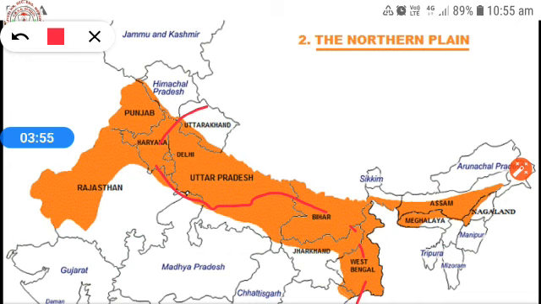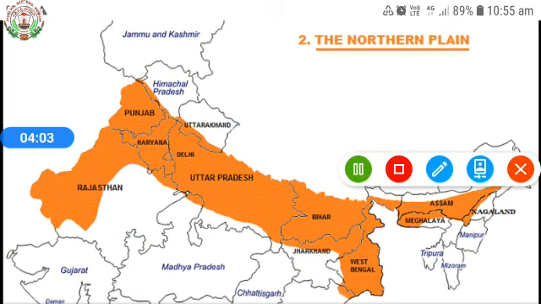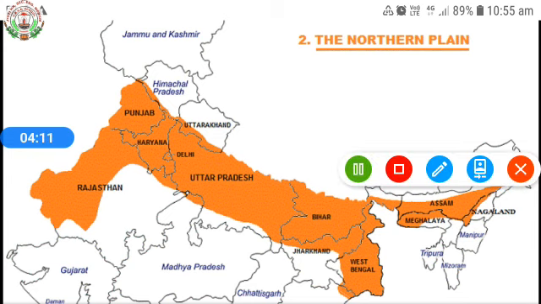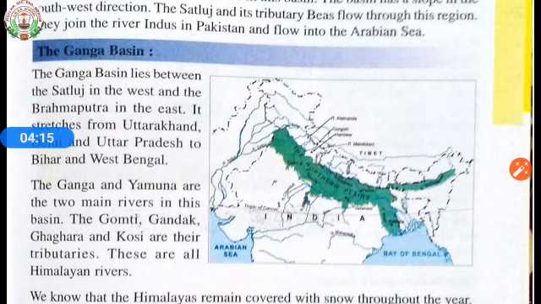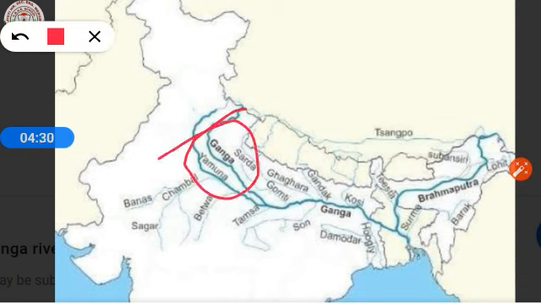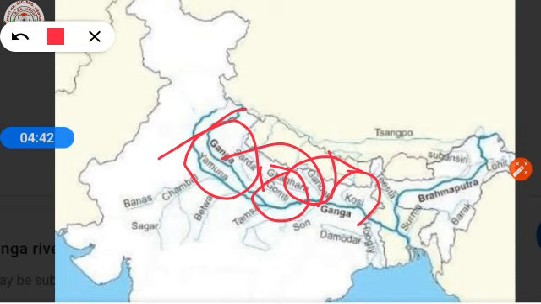The Ganga and the Yamuna are the two important rivers in this basin. The Gomti, Gandak, Ghagra, and the Kosi are their tributaries. These are all Himalayan rivers. Here you can see that Ganga and Yamuna are the two main rivers in this basin. Gomti, Gandak, Kosi, Ghagra are the tributaries, and these are all Himalayan rivers.